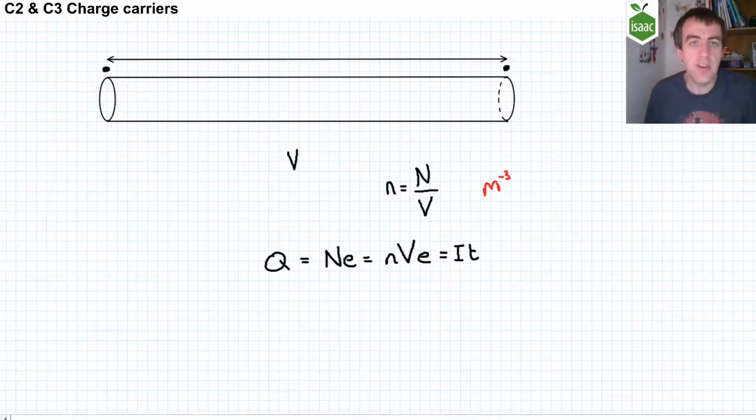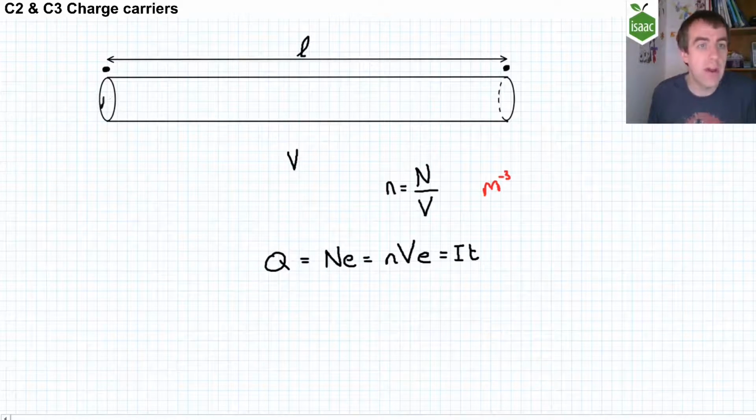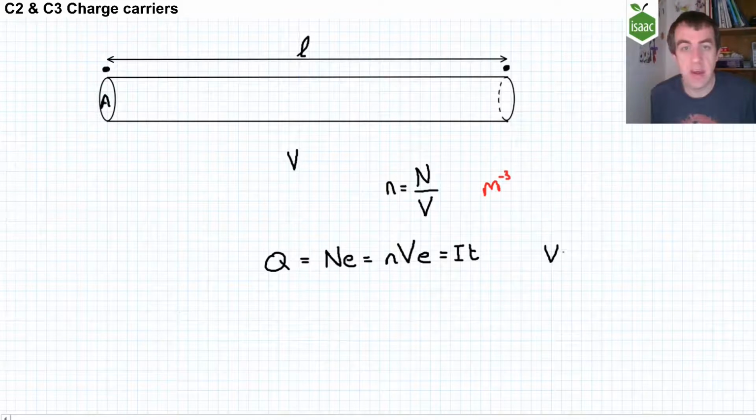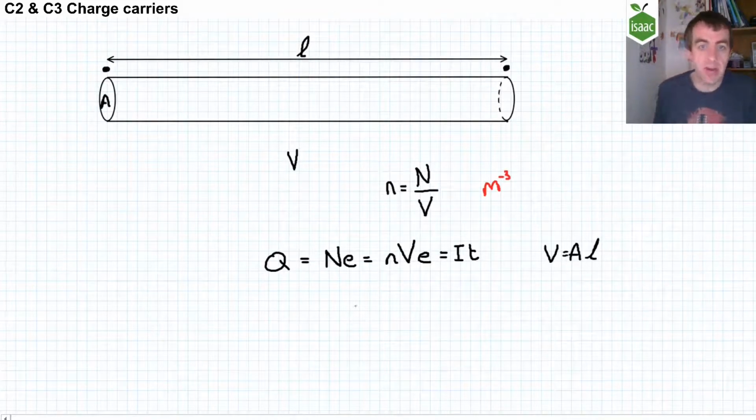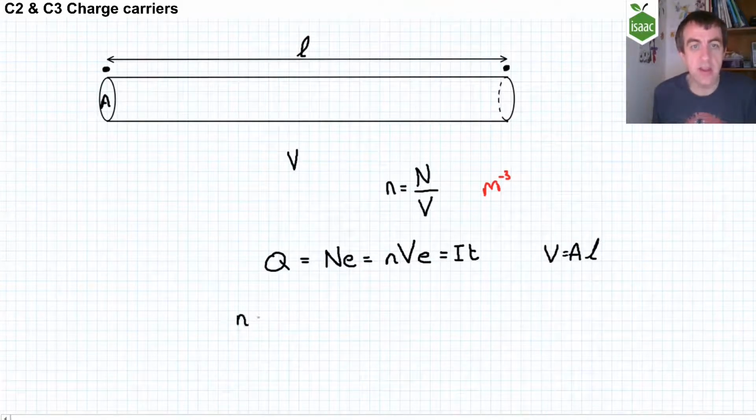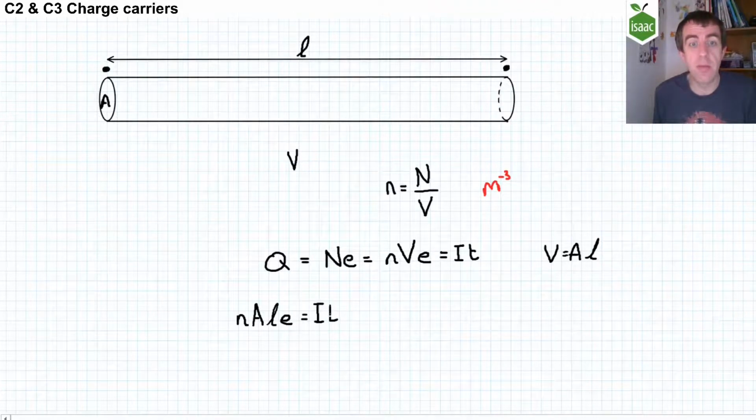Now let's call the distance between the two ends of the wire L, and the cross-sectional area of the wire A. That makes the volume of the wire V equal to A multiplied by L. And we can substitute this into the equation. So we have n, the electron density, multiplied by A, the cross-sectional area, multiplied by L, the length of the wire, multiplied by e, the charge on each electron, equals I, the current, multiplied by t.